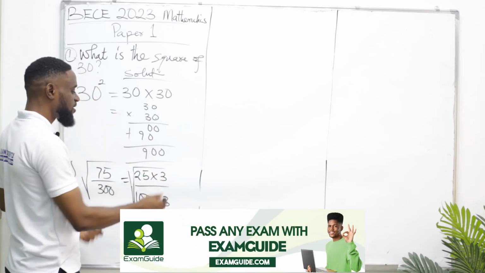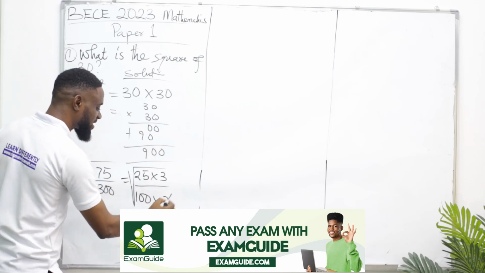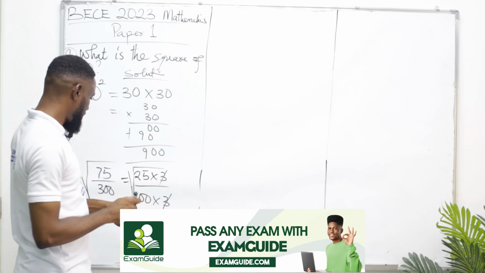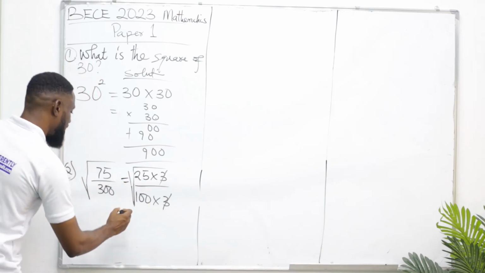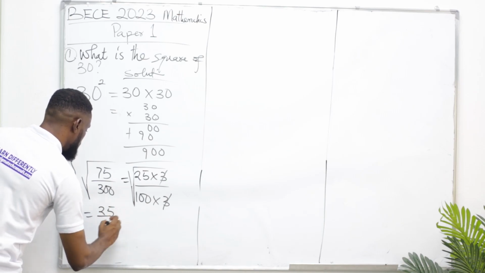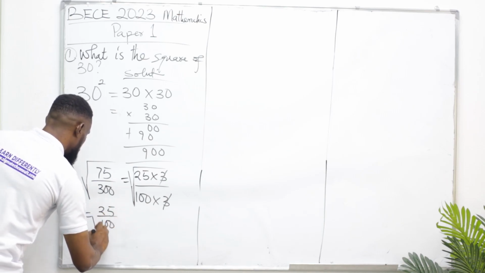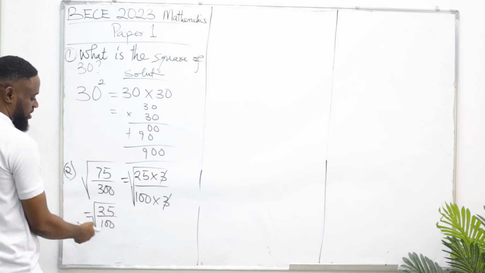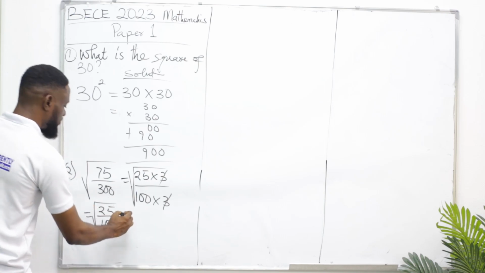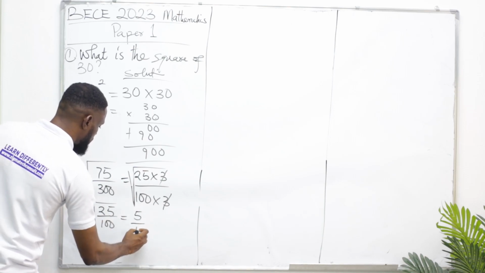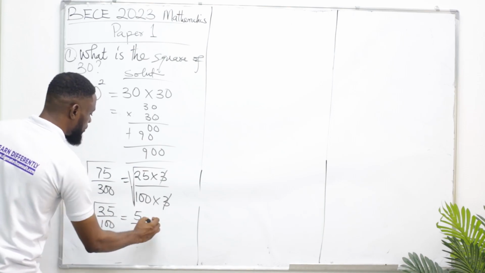Now, you see, here we have 3 and we have 3. So this 3 can actually cancel. So what we'll now have is equals to 25 over 100 square root of these things. So now the square root of 25 is equal to 5. The square root of 100 is equal to 10.